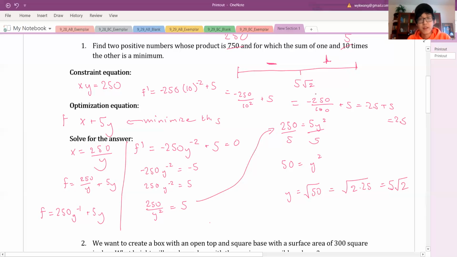So we have negative going to positive. That means it is indeed a minimum. So we know that 5 root 2 is equal to y. That is indeed a minimum.